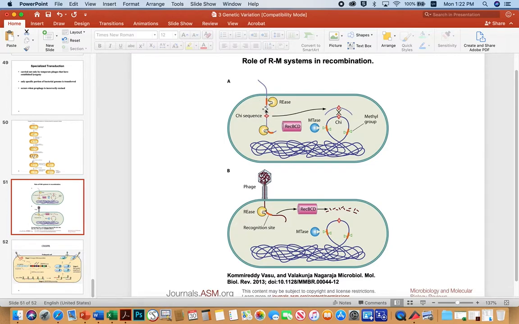And these chi sequences, for example, E. coli has thousands of these things in its genome. So if another E. coli picks up one of those, there's a good chance it'll have a chi sequence on it, and there's a good chance that the DNA will be homologously recombined. These are methyltransferases that methylate DNA at very specific places to prevent restriction endonucleases from cutting the DNA.